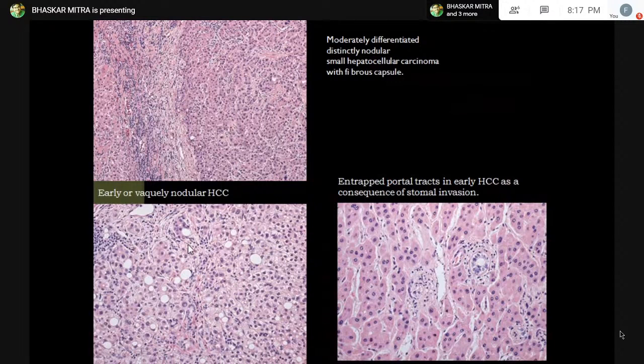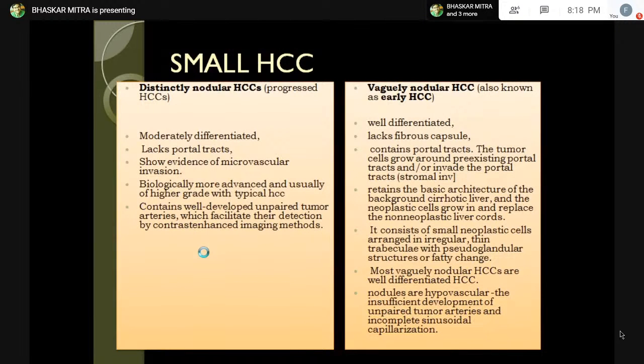Here the cells show more of large cell changes. They may show the presence of portal tracts within, and these may be entrapped portal tracts because they are encroaching, showing stromal invasion. So these are the two things: the vaguely nodular, also known as early hepatocellular carcinoma, and the small cell progressed hepatocellular carcinoma. This can sometimes be difficult to differentiate from the others.